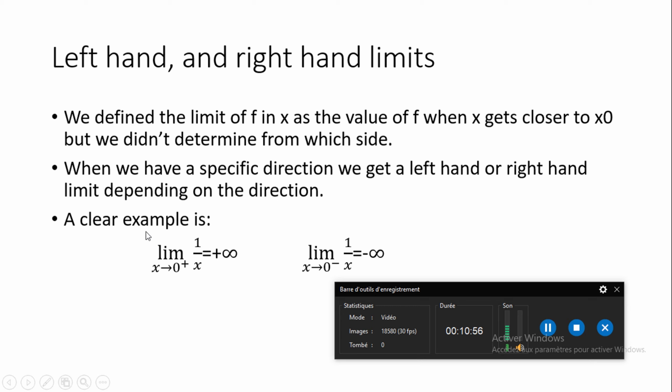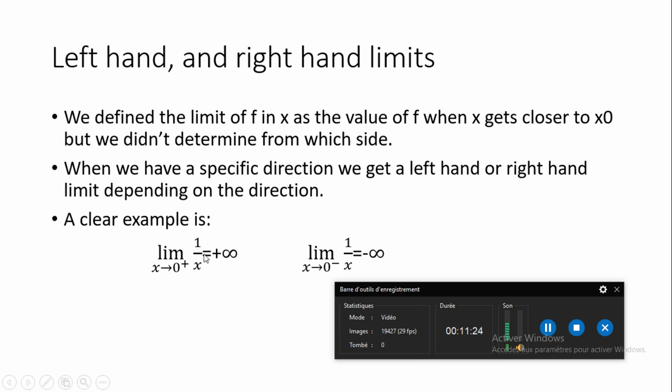A clear example is the limit when x goes to 0 plus of 1 over x, which gives us plus infinity. But on the other hand, the limit when x gets closer to 0 minus of 1 over x gives us minus infinity. So we are switching sides. Why do we have plus infinity here and minus infinity here?